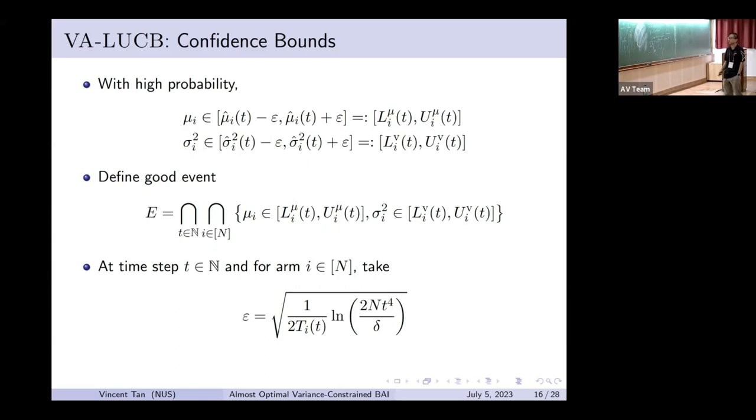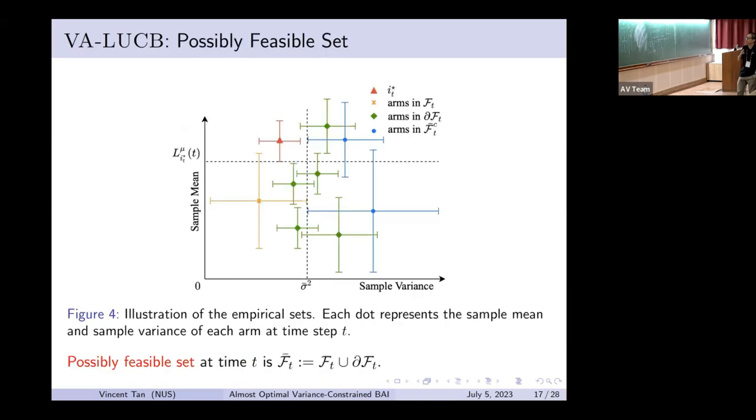We're going to choose it in this particular way. And then the epsilon here is designed so that this event E happens with probability at least 1 minus delta. Right, so we are going to condition on this event from now on. At this point in time, let me walk you through some of the interesting elements of this analysis here.